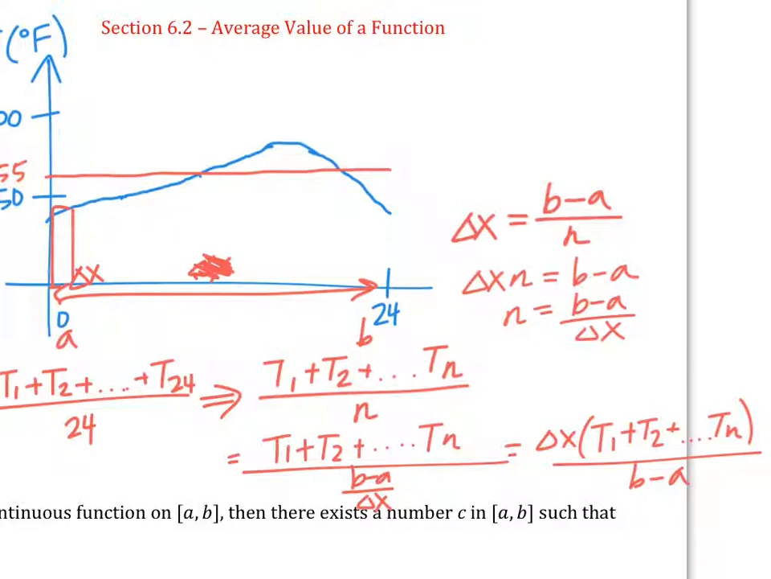So now, if you think about it, delta x times t1, delta x times t2, delta x times tn, delta x is this small part, t is this y part. If we add up all of these things, we are just looking at the area under the curve. And when n goes to infinity, we are just looking at the integral. Does that make sense?